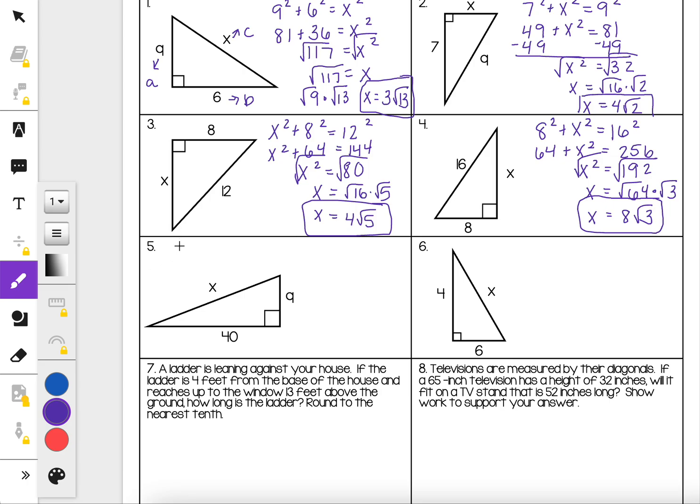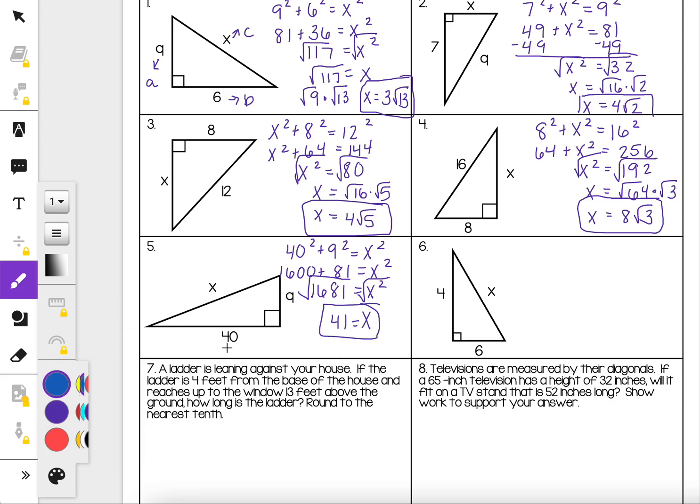Okay, number 5 here, we have one of our legs is 40, one of our other legs is 9, and we are just looking for that hypotenuse. So 40 squared is going to be 1600 plus 9 squared is 81. All right, and we are going to get x squared equals 1681. All right, this looks like a really large number that's going to be hard to simplify, but this is actually a perfect square, and x is just going to equal 41 here.